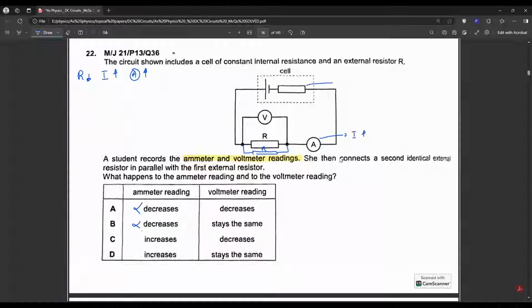As your ammeter reading increases, what will happen? Can you see the voltage across this internal resistance will increase? Why? Because the current across the circuit is increasing, the voltage across this internal resistance will increase. What will happen to the voltmeter reading? The voltmeter reading V is equal to the EMF of the battery minus the small v. As the small v is increasing, the capital V will decrease, or you can say the voltmeter reading will decrease. So it increases and decreases, C is your option.